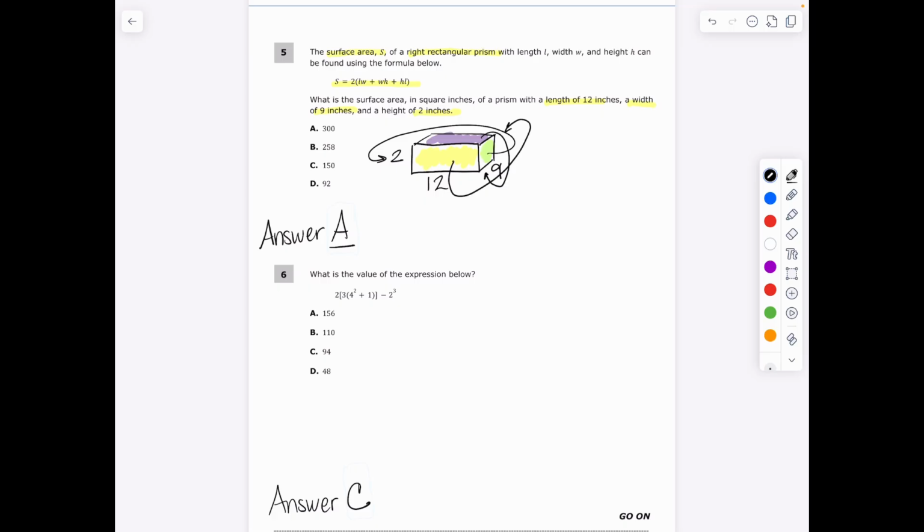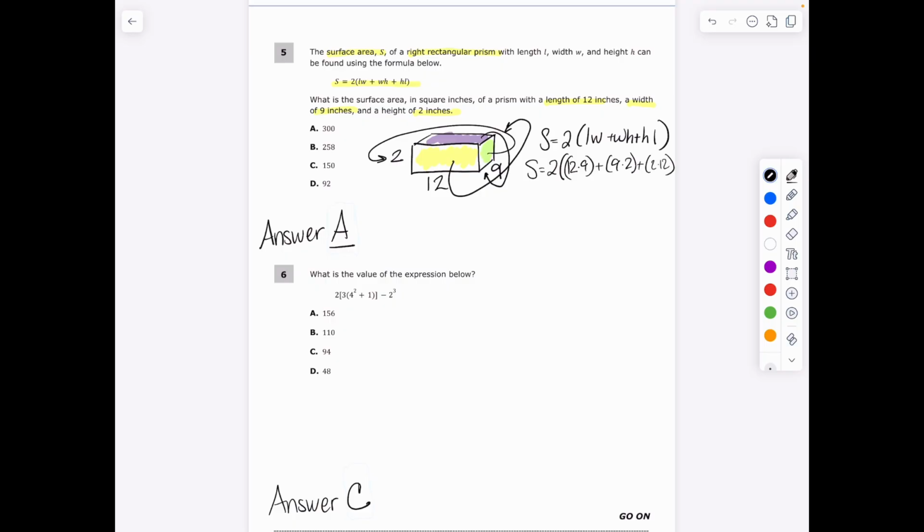Now, what I'm going to do is I'm going to put my formula down. Length, width, width, height, height, length. And all we're going to do is start putting those numbers in. So length and width are 12 and 9. So 12 times 9. Plus width and height are 9 times 2. Plus the height and length, 2 times 12.